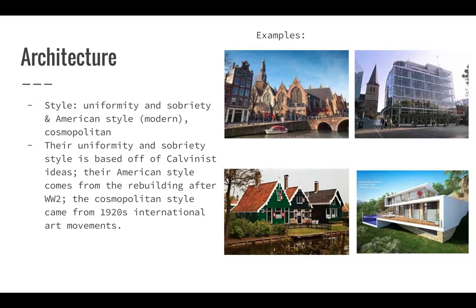So to the right, I have four examples of architecture. To the top left, there's an example of Calvinist architecture. To the top right, there's an example of modern architecture. To the bottom left, there is an example of a modern-day Dutch home, which normally runs small with prominent front doors and large windows. And to the bottom right, there's an example of cosmopolitan architecture.